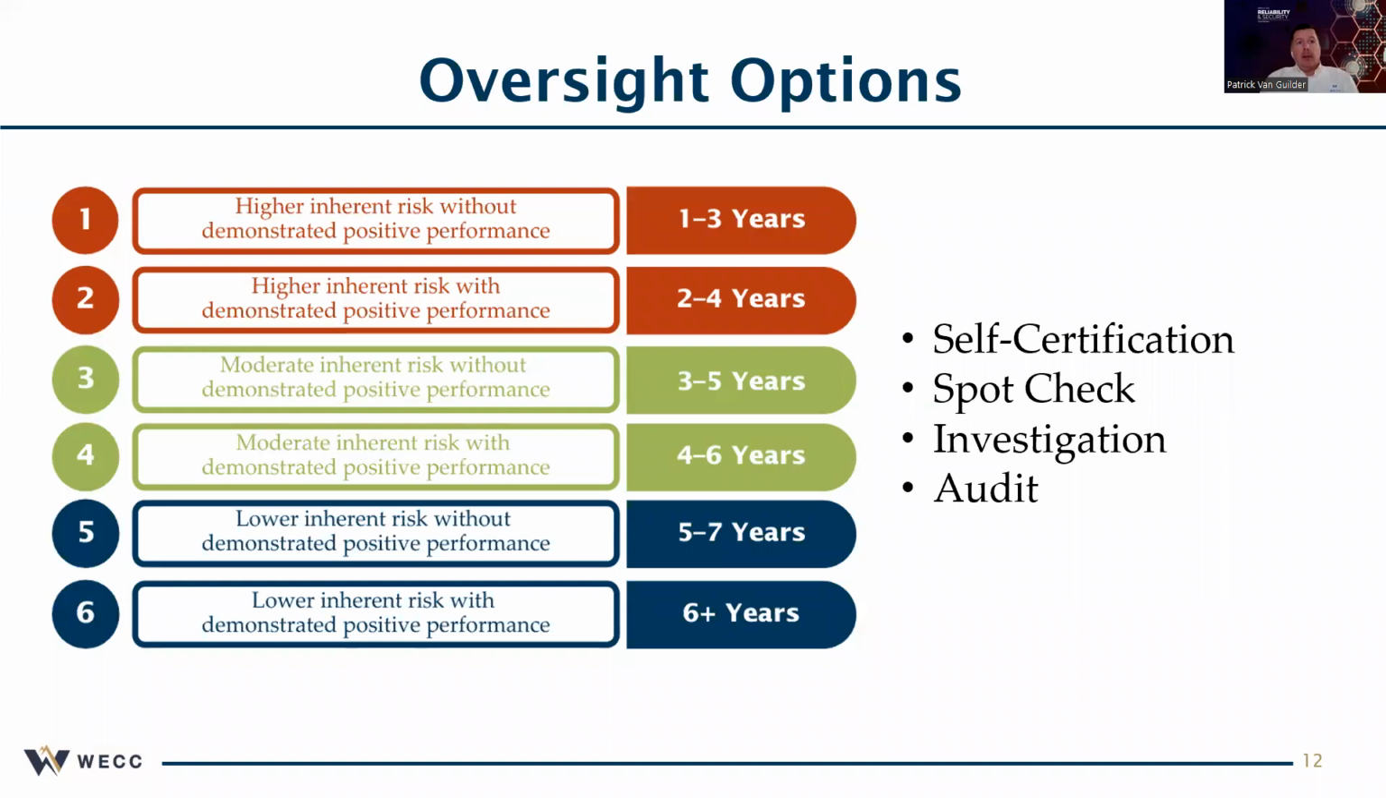For Sunbear, WEC has observed strong performance in only a few performance considerations. This suggests Sunbear has some work to do to demonstrate to WEC that it has sufficient controls in place to reasonably ensure its part of the reliability of the bulk electric system. Therefore, they have been determined to be without demonstrated positive performance and will remain in category 3 and a proposed 3 to 5 year monitoring interval.